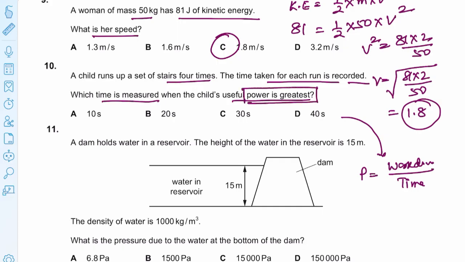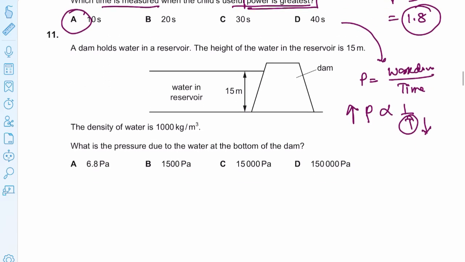What does it mean? P is inversely proportional to t, right? So for the greatest power, we have to take the least time. That means the least time, out of the 4 options, option A is correct, which is given as 10 seconds. Got it?